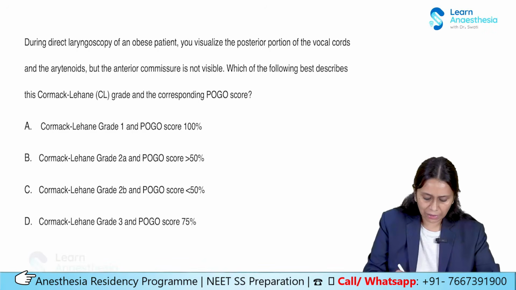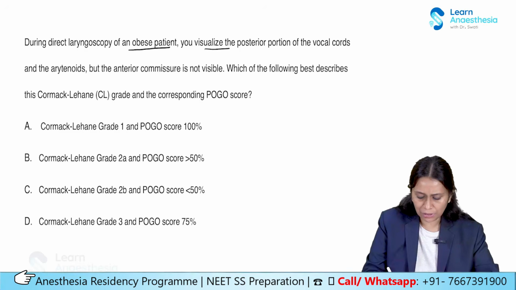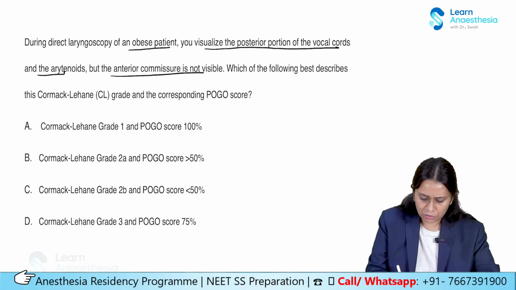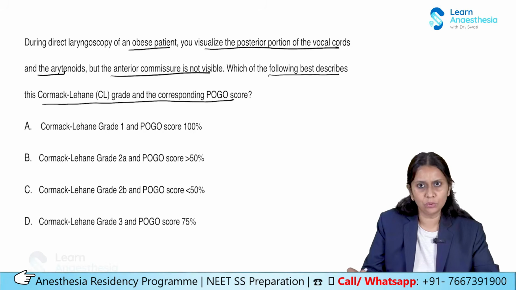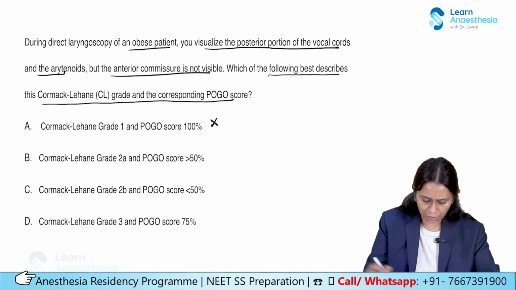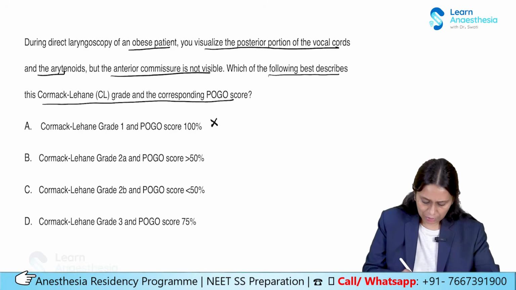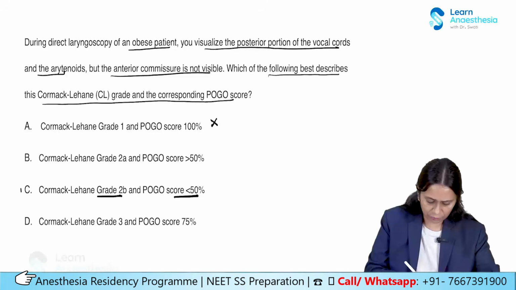Now, during direct laryngoscopy of an obese patient, you visualize the posterior portion of the vocal cord and the arytenoids, but the anterior commissure is not visible. So it is mostly 2B. Which of the following best describes this Cormack-Lehane grading and corresponding POGO score? Cormack-Lehane grade 1, this is not there. Grade 2A, we would see a good part of the glottic opening, so it is not 2A. Grade 2B and POGO score less than 50%, so this would be the right answer.